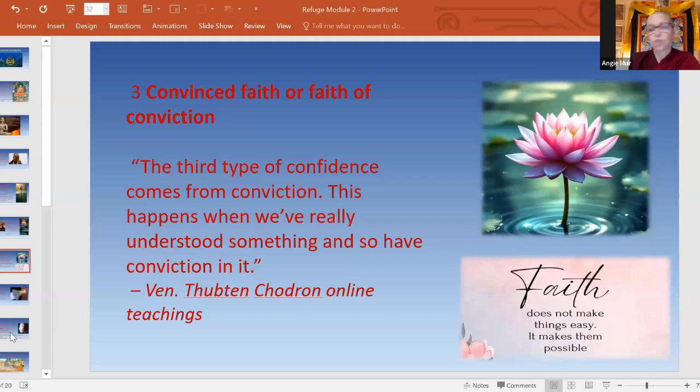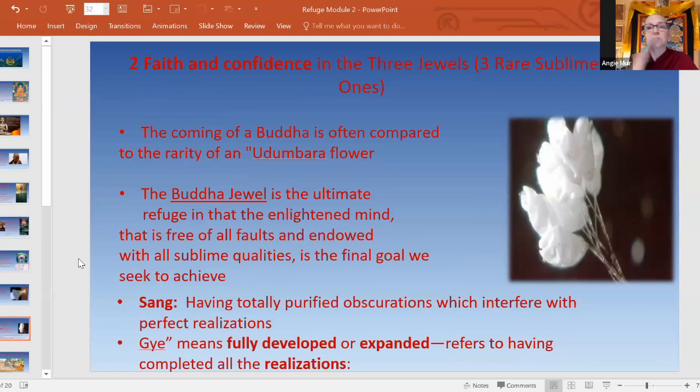So just to finish off for the last 10 minutes tonight, I just want to touch on faith and conviction. We have these 3 levels of faith, and how they start to form in the mind. So how do we develop faith and conviction in the Buddha, Dharma and Sangha? Well, by studying their qualities, gaining some conviction in their qualities and their ability to support us to transform our mind.